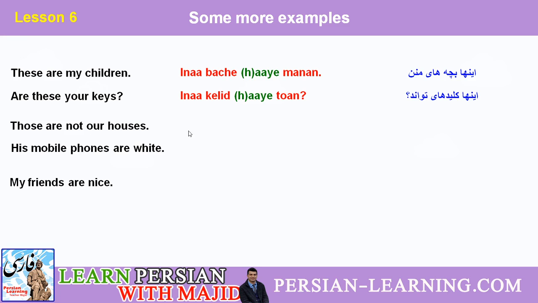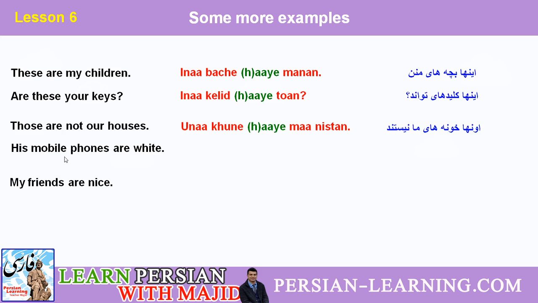Those are not our houses. Those means اونا. Verb goes at the end. Our houses. House is خونه. Then we have خونه ها. Then we have خونه های ما. اونا خونه های ما نیستن.